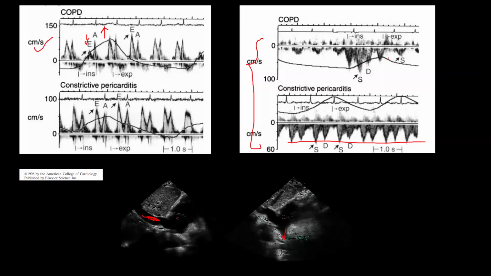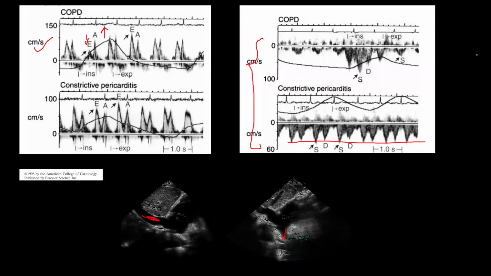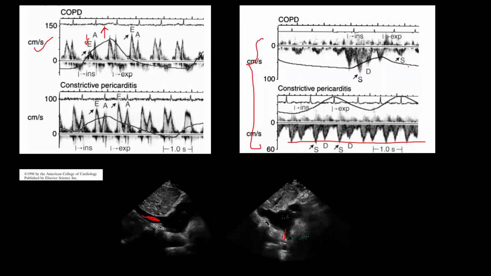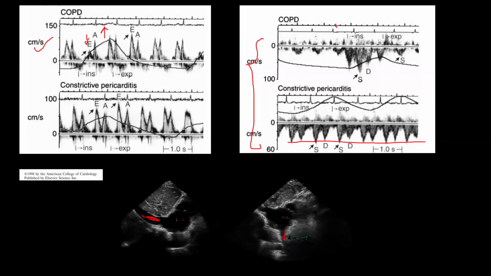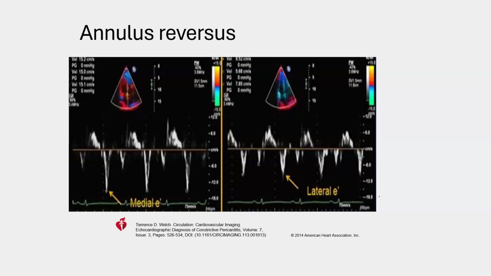يبقى عشان تميز بيناتهم you go to the SVC the way we described and you interrogate the forward flow. If there is accentuated changes of the forward flow between inspiration and expiration, this is COPD. Okay? This is important.